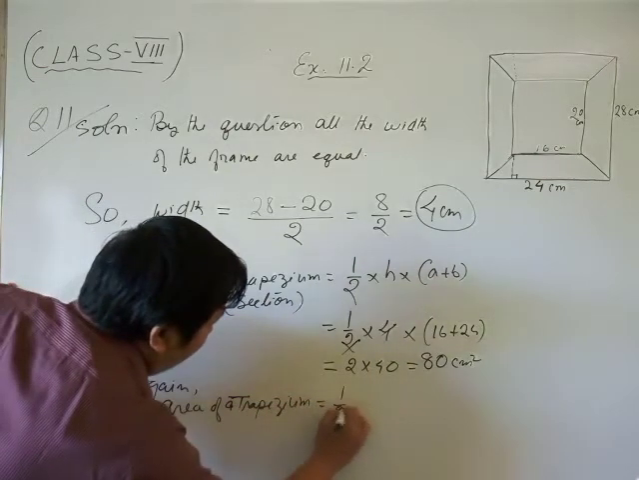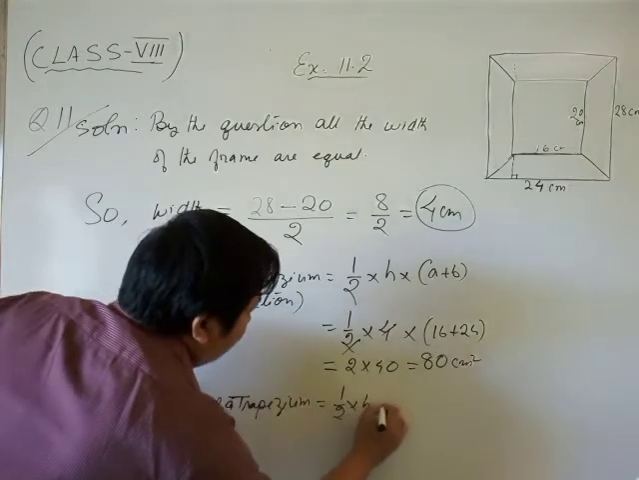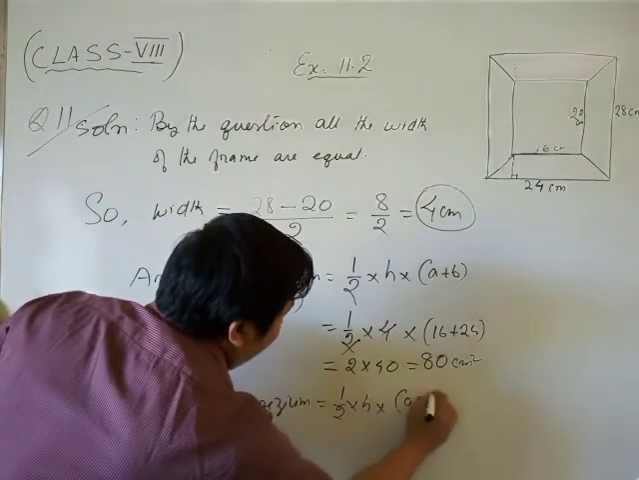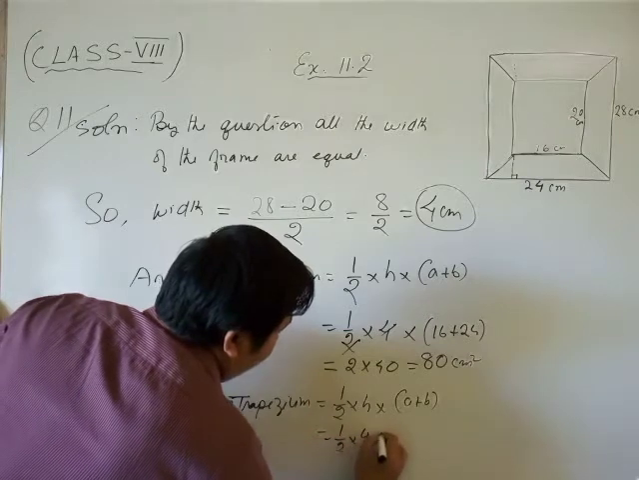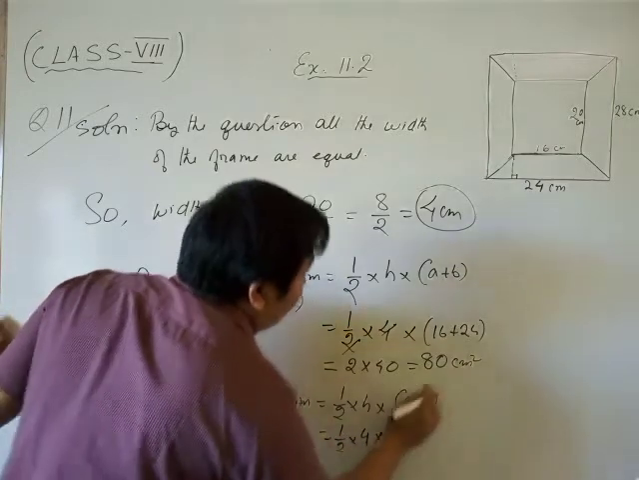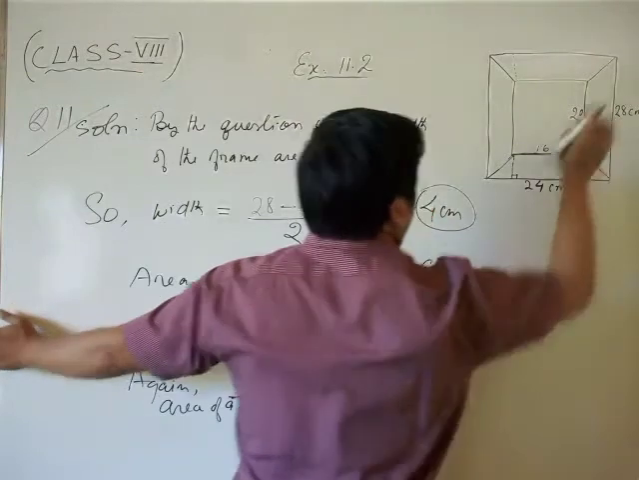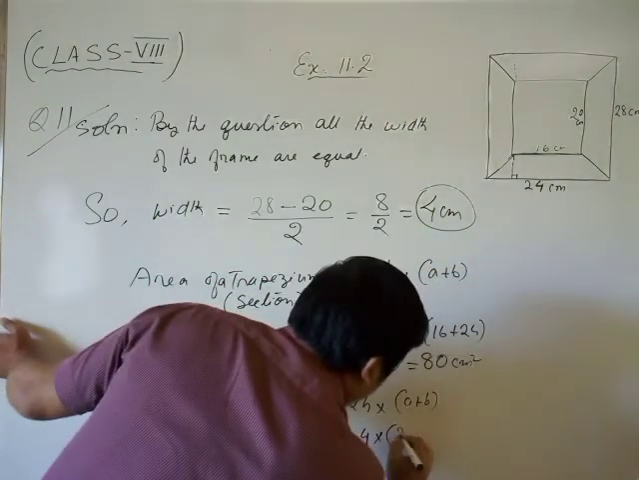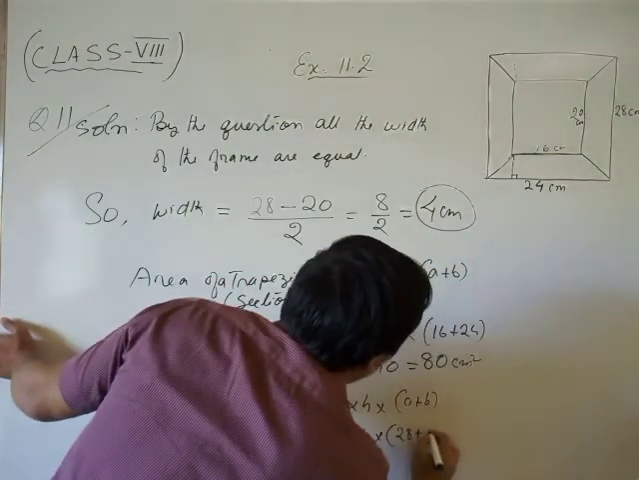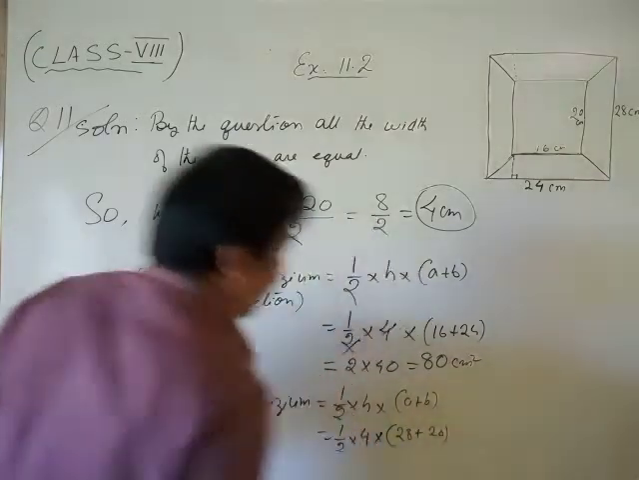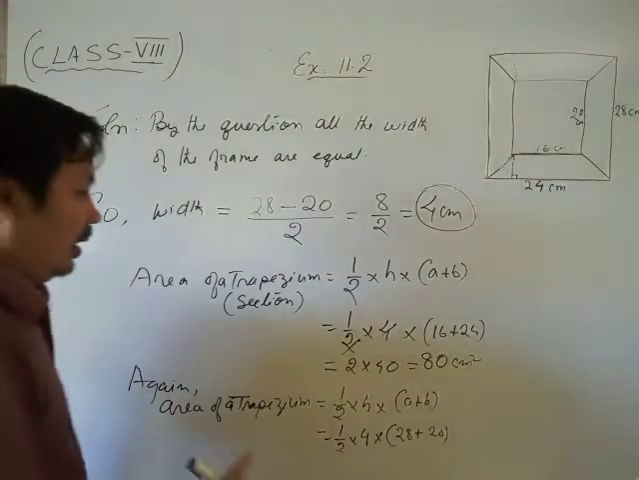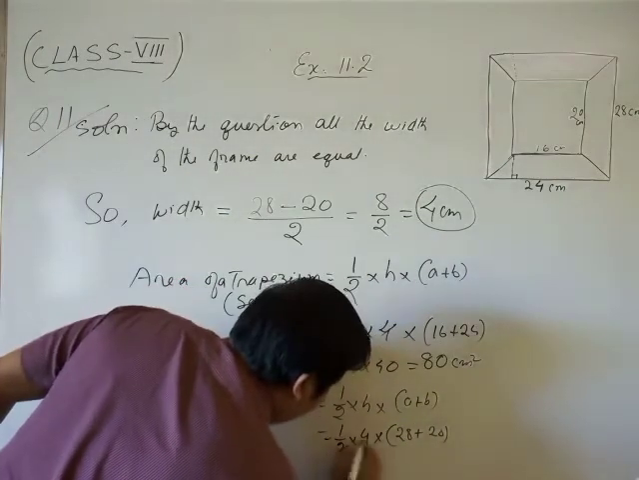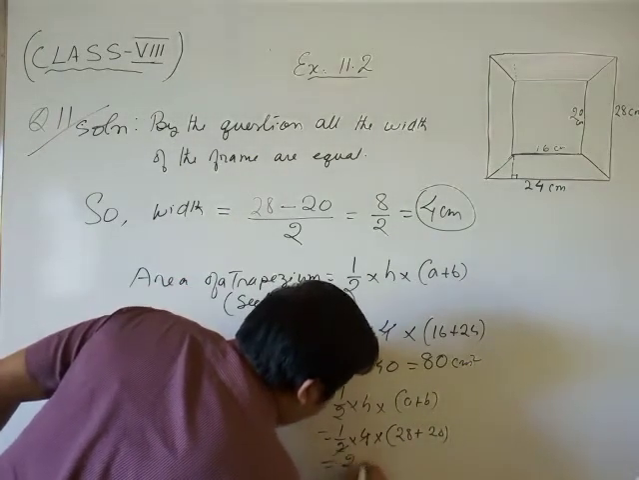is equal to half into 8 into A plus B. That means half into 4 into A plus B. A is 20, B is 28, right? Or you can write A 28 plus B 20. Doesn't matter. Okay, clear? So let A we take the longer side. Okay, doesn't matter. Anyway, then here, that means 2 into how much?